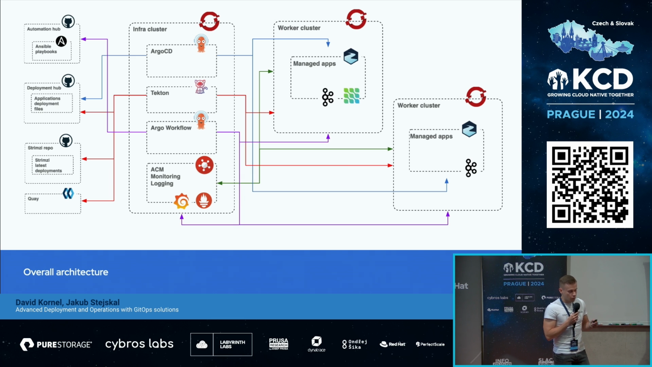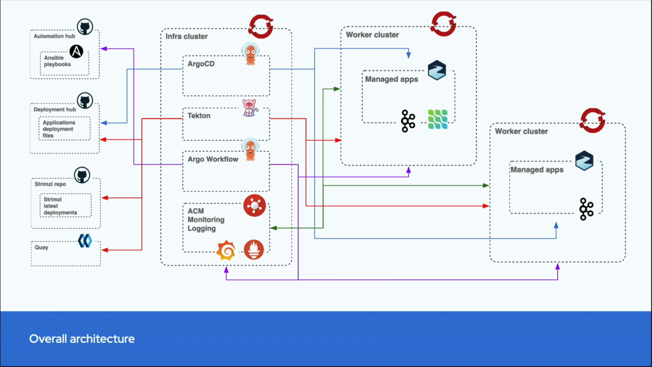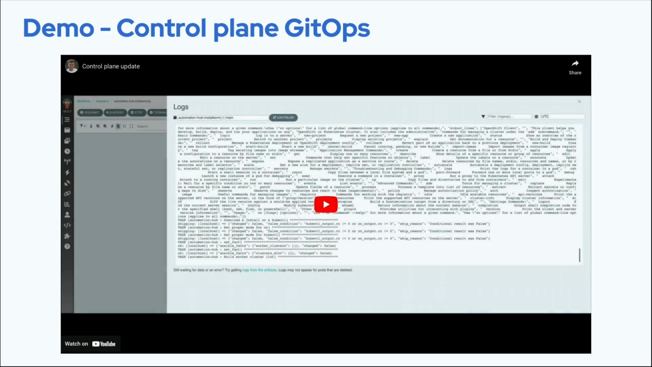And yeah, Argo Workflow also, because we need to manage some cron trigger jobs, so we implemented some secret copy workflow, which is called periodically and updates some secrets in workflow cluster 1, 2, and also on infra cluster.